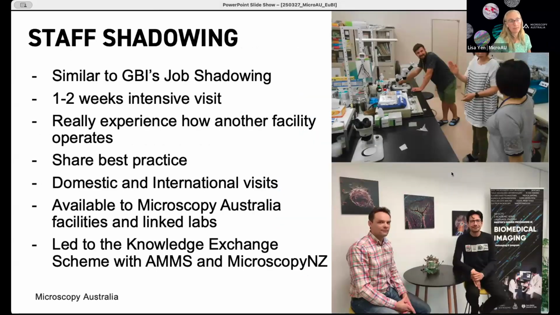So I do want to finish off with a couple of last thoughts on staff and career pathways. I do think one of the brilliant things about Global Bioimaging, and Microscopy Australia has got a similar one, we call it staff shadowing. Global Bioimaging calls it job shadowing.